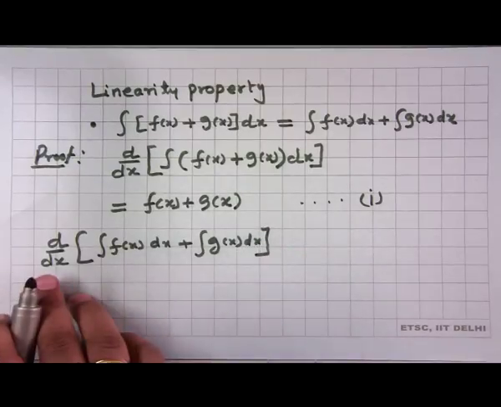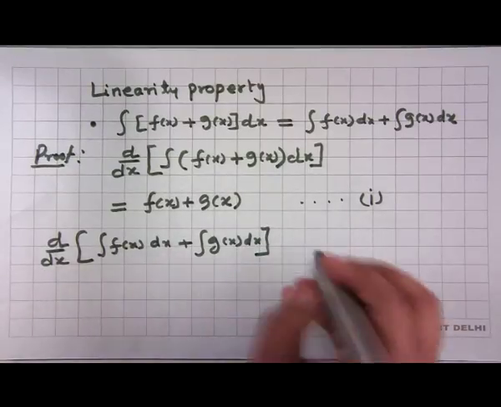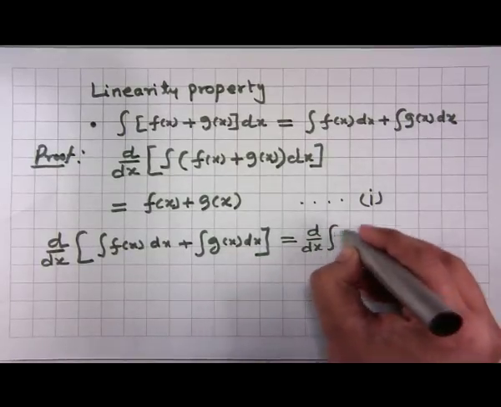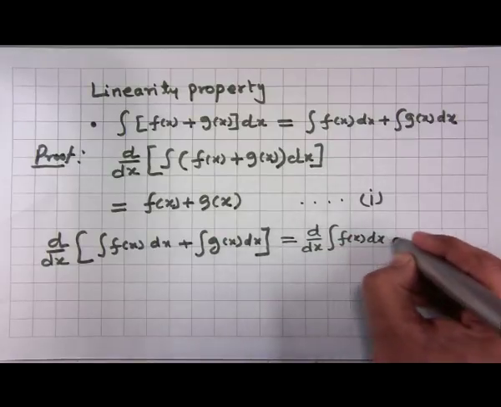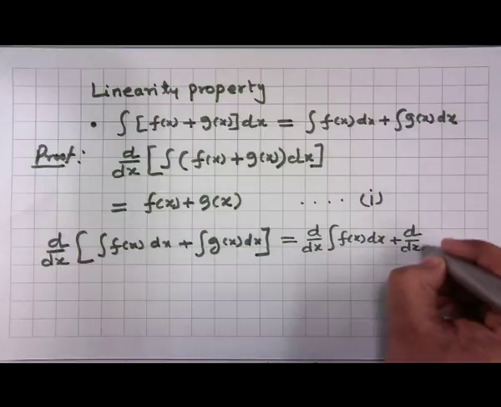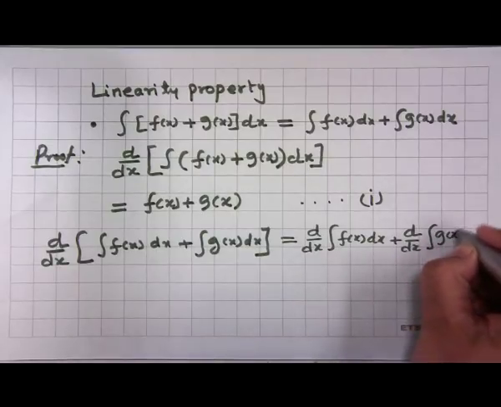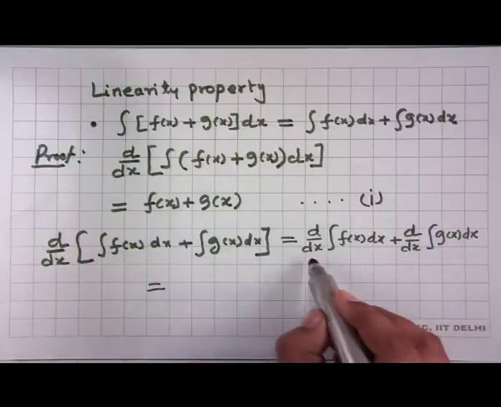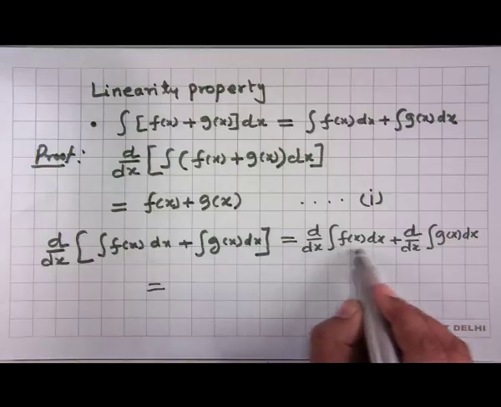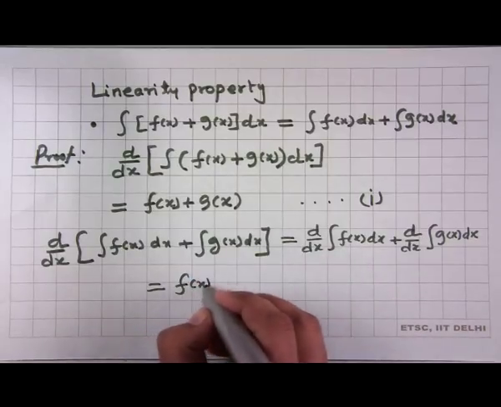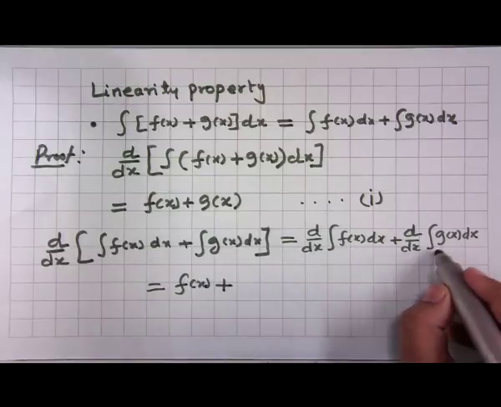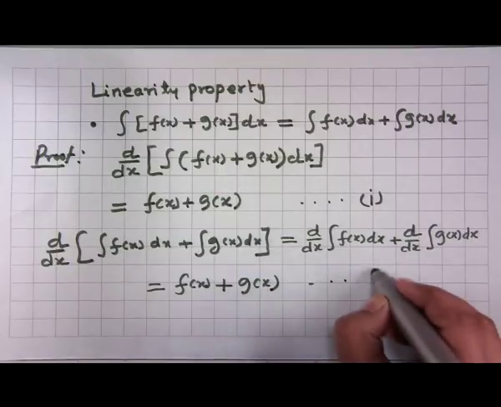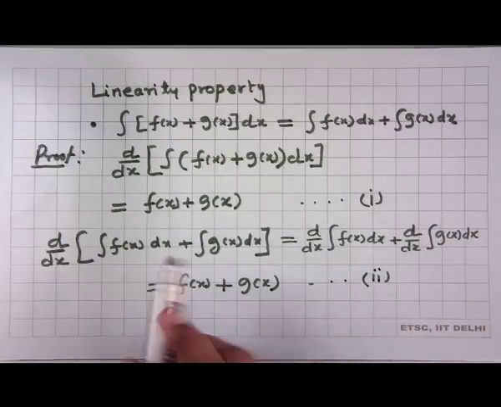As we already know, the derivative is distributive on addition, and therefore we can write it as d by dx of the integral of f x dx plus d by dx of the integral of g x dx. Now, again using property 1, we know that d by dx of an integral is the same as the function f x, plus d by dx of the integral of g x is the same as the function g x. Consider this as relation 2.